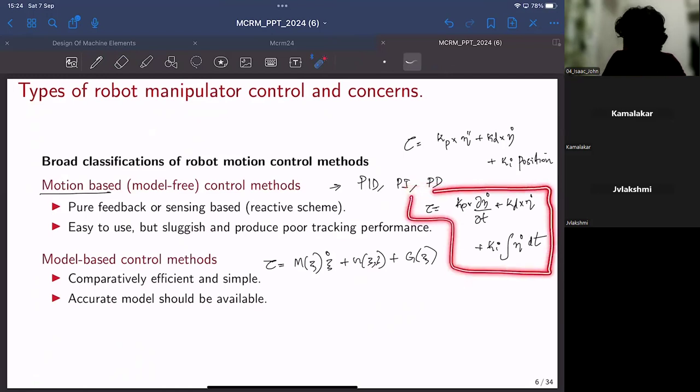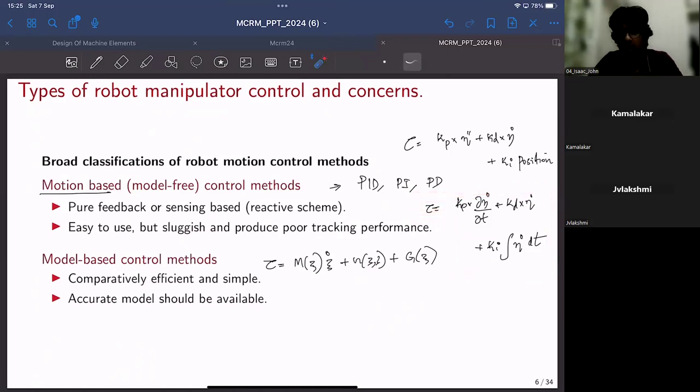But as you can see, there is no influence of the model in this sort of control law. There is no mass matrix or inertial elements or gravity terms. Nothing is there. It's a purely motion-based, purely reactive control law. The advantage of this is that it is purely feedback and purely sensor based. The control law is purely based on the motion, because depending on the motion, these terms vary.